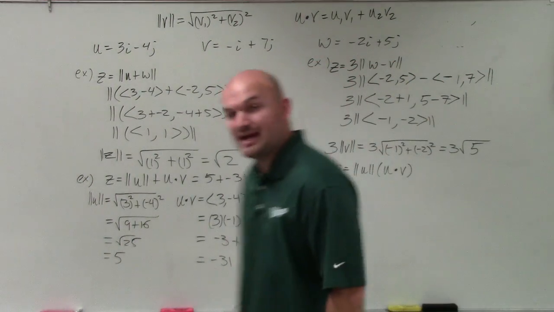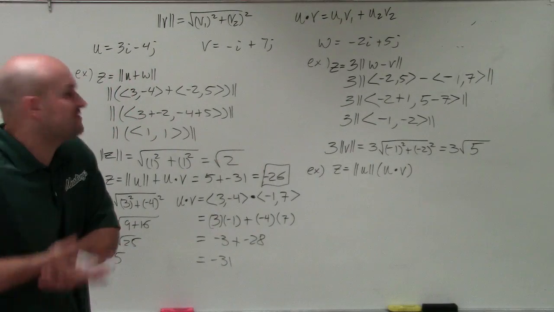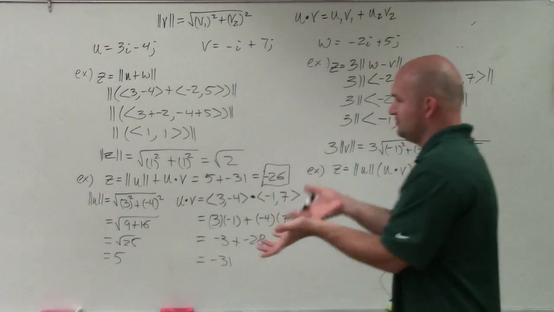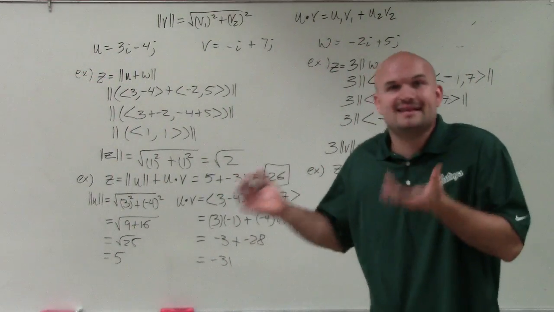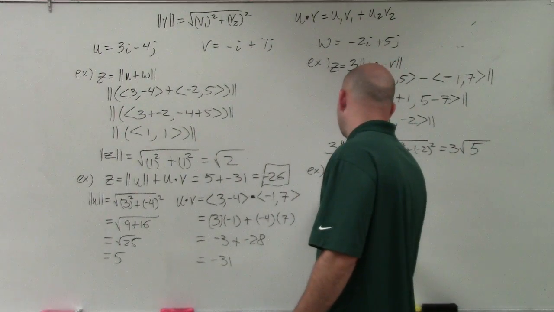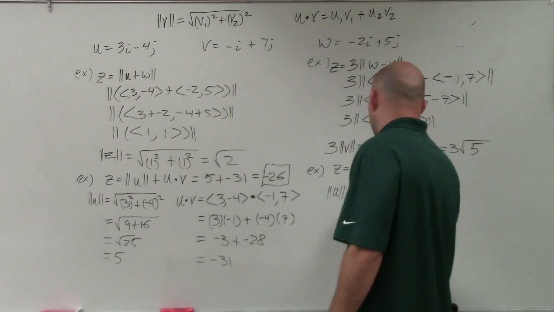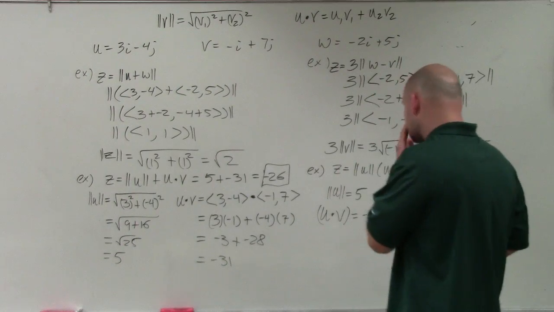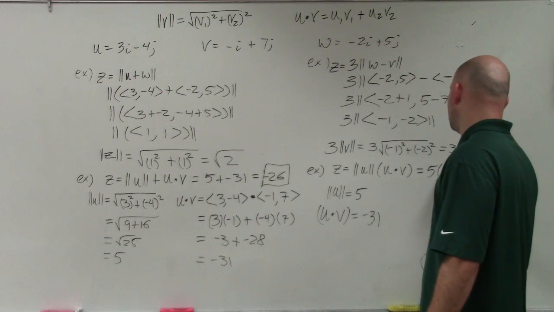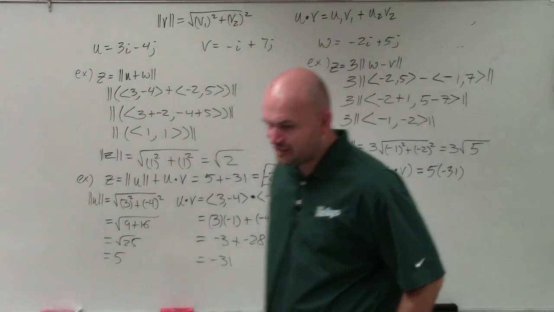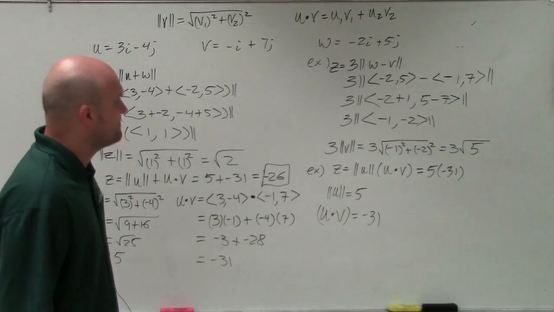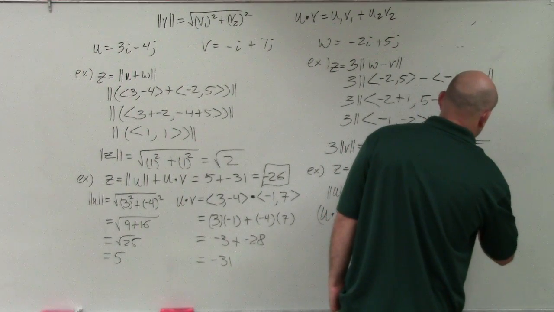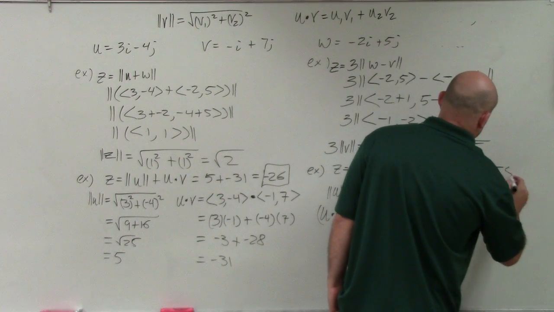In the last example, now we're doing the product: the magnitude of u times the dot product u dot v. Just like how we did here, find the two values separately and then apply the operation. Not to waste time, we already know the magnitude of u is 5. We already know the dot product of u dot v is negative 31. So all I'm going to do is 5 times negative 31. 5 times 30 is 150, and then 5 times 1 would be 5. So that's going to be equal to negative 155.